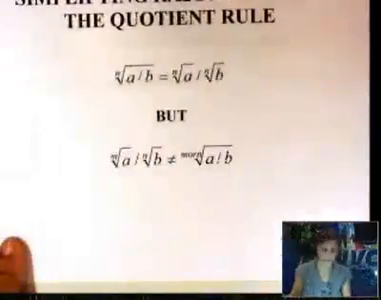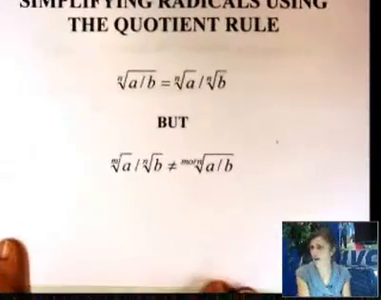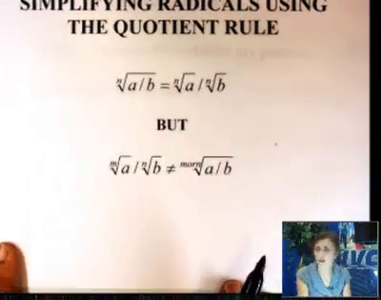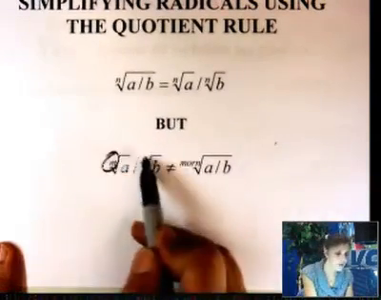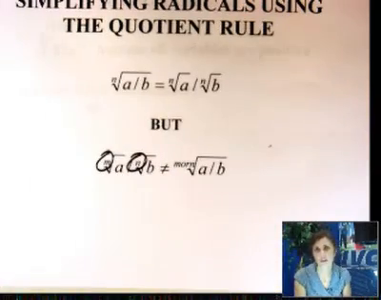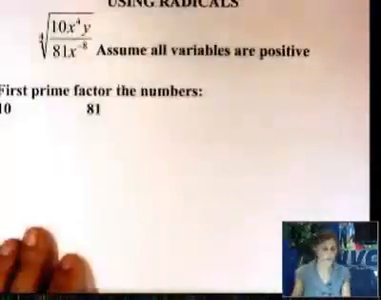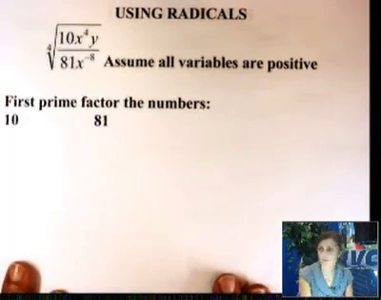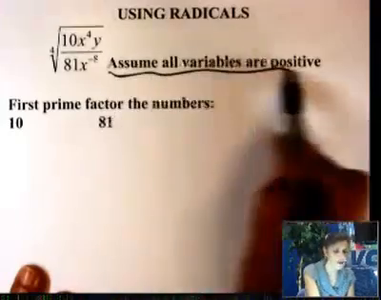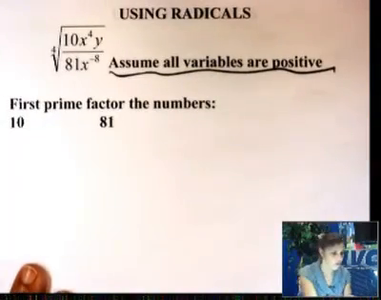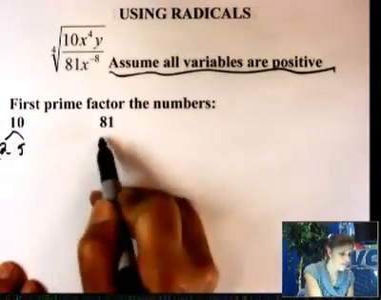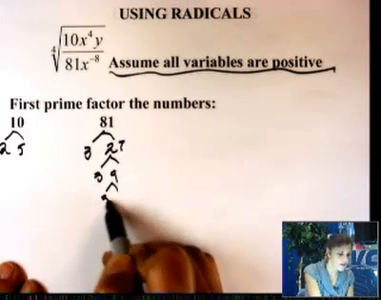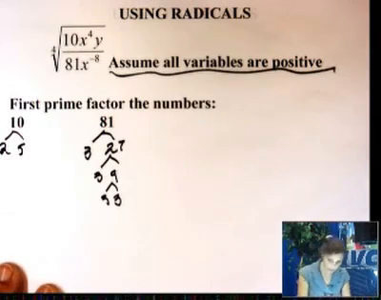Okay. Now, if I want to use the quotient rule, I can split them as well. And remember, you cannot split them when they are different indices, just like we did in the product rule. So let's see what we can do with the quotient rule. I'm just going to assume again all variables are positive, and we're going to prime factor 2 and 5. This one is 3 and 27, 3 and 9, 3 and 3. So you prime factor, and we write them out.